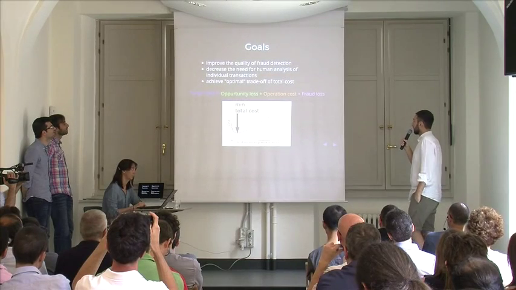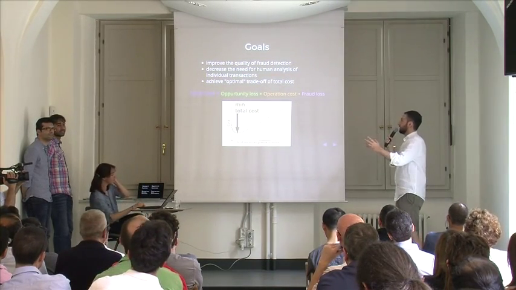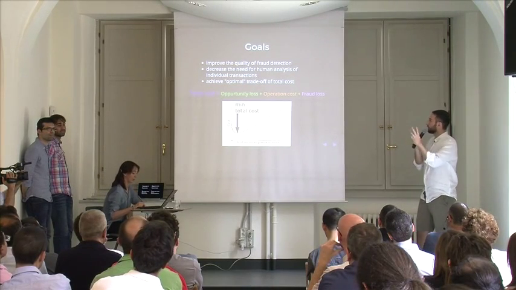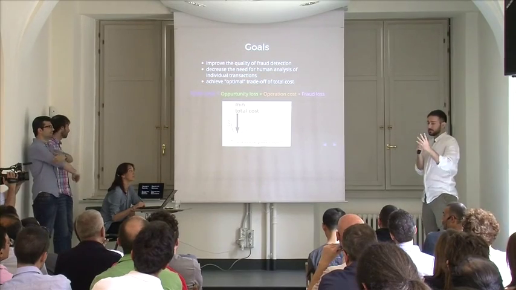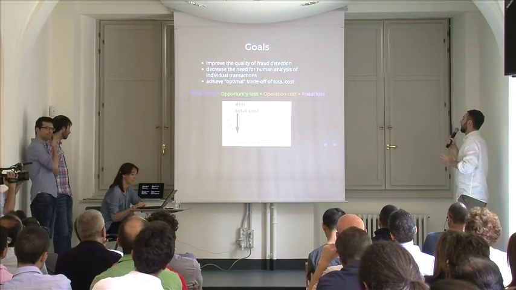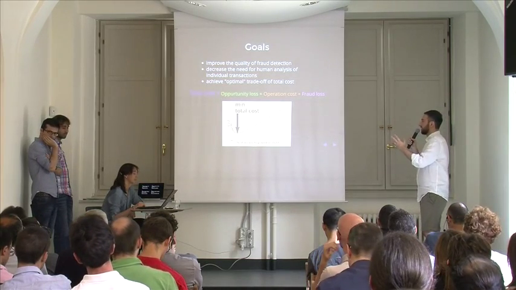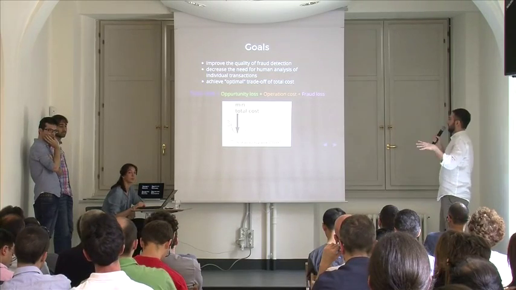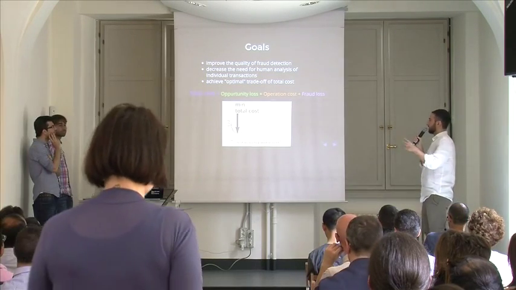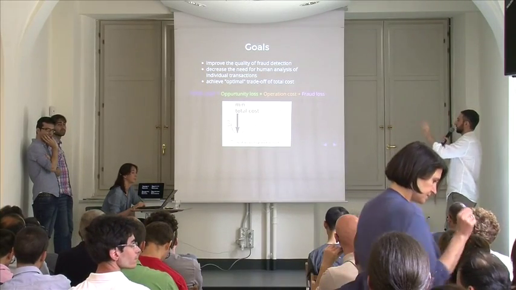So, okay, our goal is clearly to improve the quality of fraud detection in two terms. I mean, we would like to classify fraud and not fraud at the same time. This is a very great problem. The second point is to decrease the need for human analysis of individual transactions because it's a cost, obviously, and we want to minimize it. The third point is a vertical point in the sense that it defines a trade-off because we want to achieve the optimal trade-off of total cost.